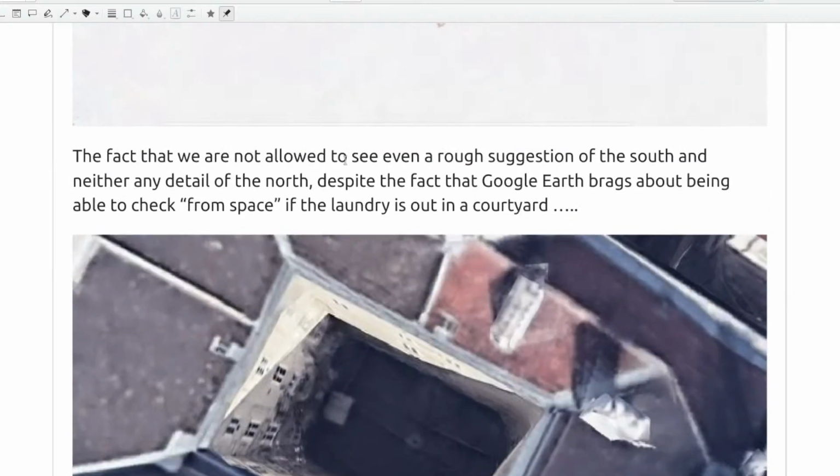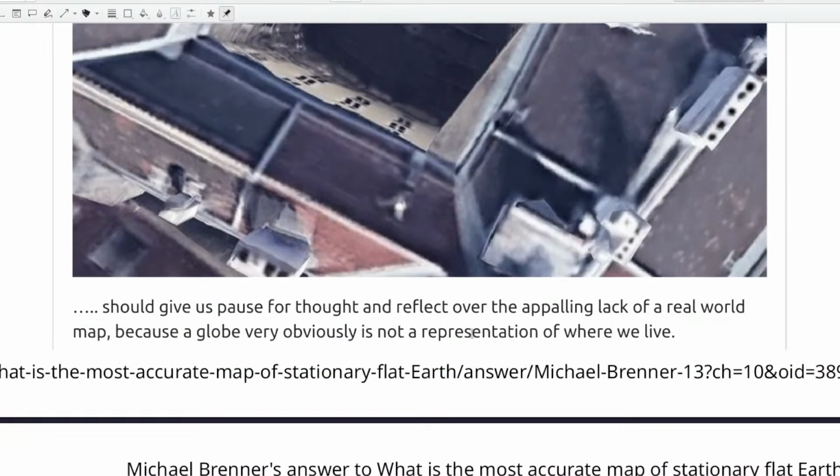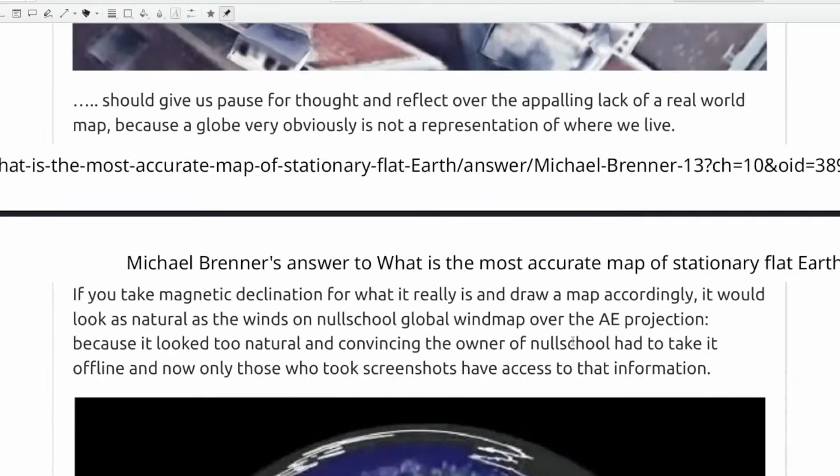The fact that we are not allowed to see even a rough suggestion of the South and neither any detail of the North, despite the fact that Google Earth brags about being able to check from space if the laundry is out in a courtyard, should give us pause for thought and reflect over the appalling lack of a real-world map, because a globe very obviously is not a representation of where we live.